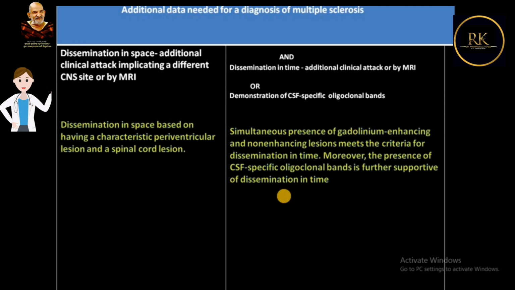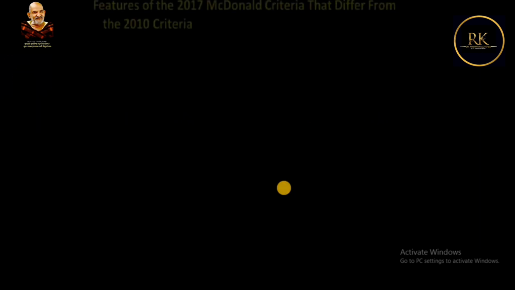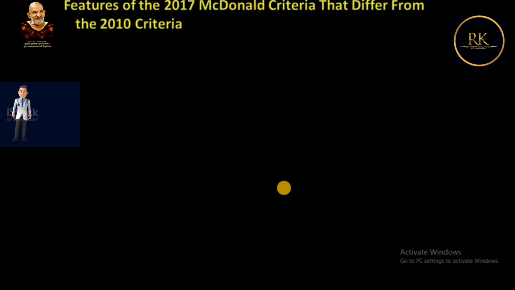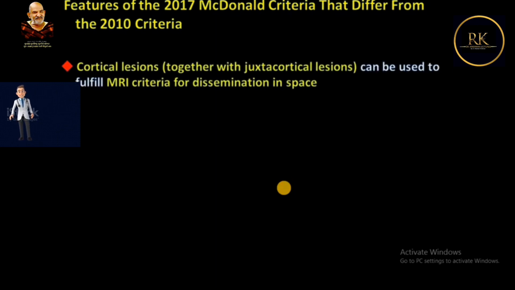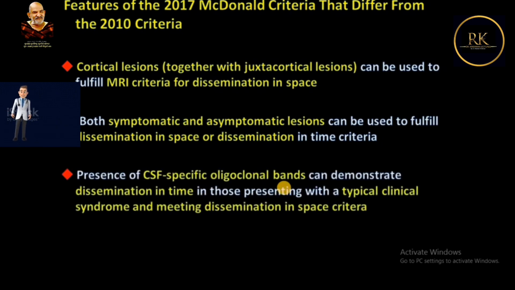Now, the features of the 2017 McDonald criteria that differ from the 2010 criteria include: cortical lesions together with juxtacortical lesions can be used to fulfill MRI criteria for dissemination in space. Both symptomatic and asymptomatic lesions can be used to fulfill dissemination in space or time criteria. Presence of CSF-specific oligoclonal bands can demonstrate dissemination in time in those presenting with typical clinical syndromes and meeting dissemination in space criteria.